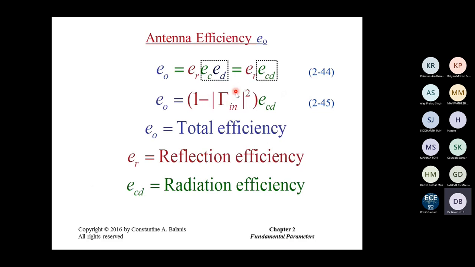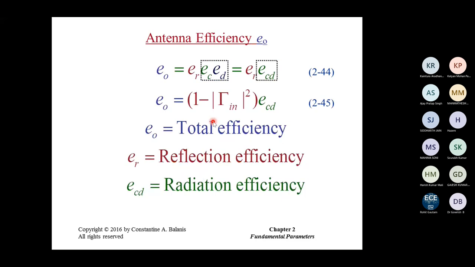So what is the power transmitted? Then it is 1 minus gamma squared. This comes from the lossless condition, right? From the unitary matrix: S times S transpose conjugate will be unitary. So the magnitude of gamma squared will be the reflected power, and the transmitted power will be 1 minus the magnitude of gamma squared. So the total efficiency is given by the reflection efficiency, given by this expression, and the radiation efficiency, which consists of two components, conduction and dielectric efficiencies.